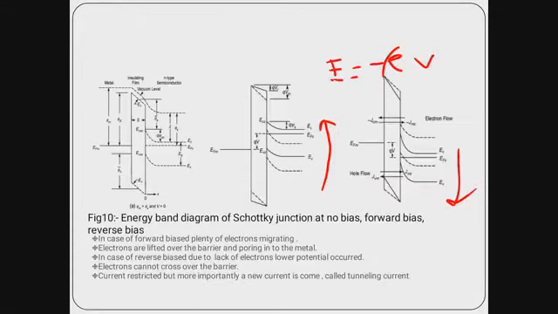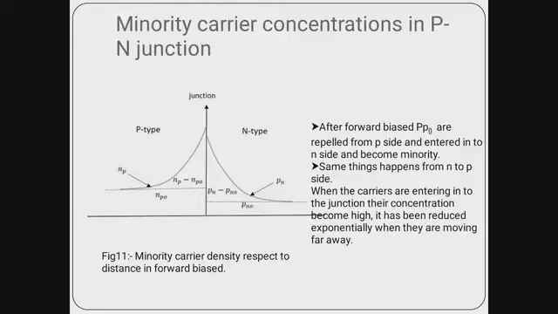Now in the next slide I discuss the minority carrier concentrations of the PN junction. What are minority carriers? Basically, if we consider the normal PN diode, suppose this is the P-type and this is the N-type. In P-type, the minority carriers are electrons, and in N-type, the minority carriers are holes.